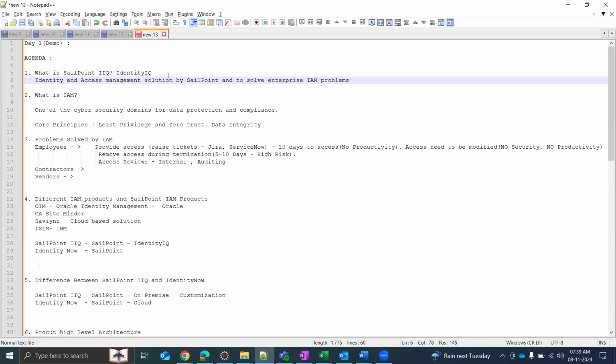Let's break down the definition and understand each element of it, so that it will be clear what we are exactly going to do and where we are going to fit in the organization. We said this is an identity and access management tool, developed by SailPoint, and it solves enterprise IAM problems. First of all, let's understand what IAM is. IAM stands for Identity and Access Management.